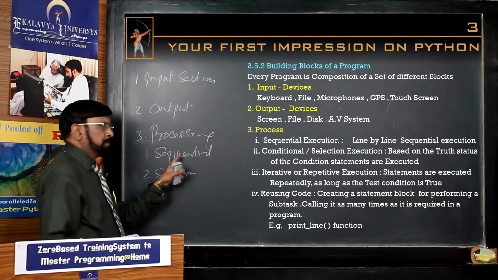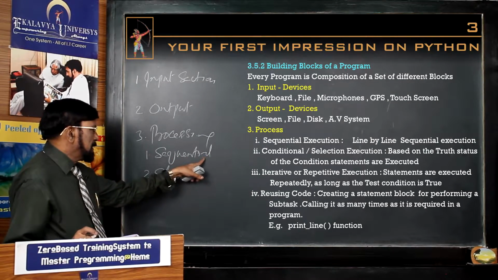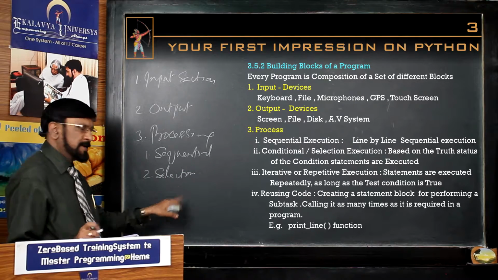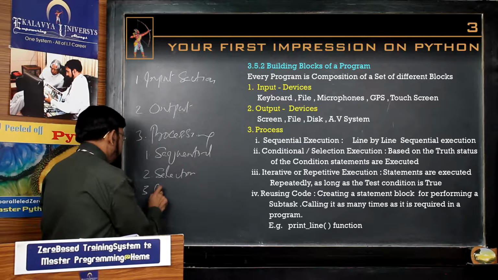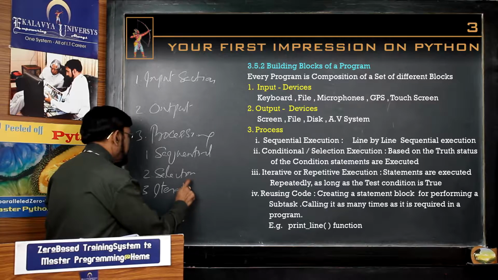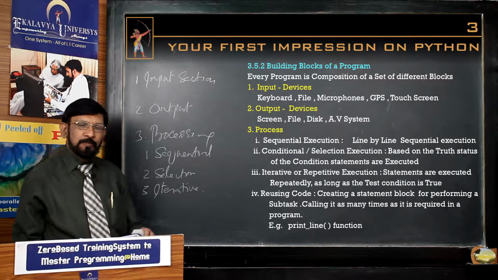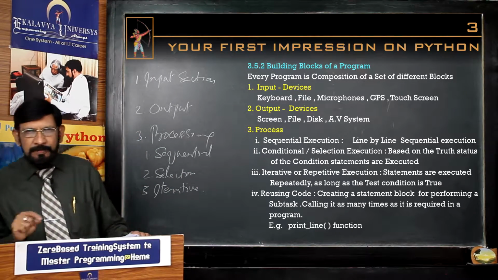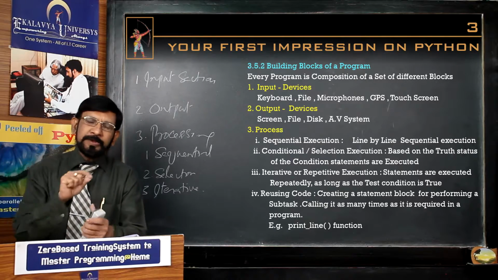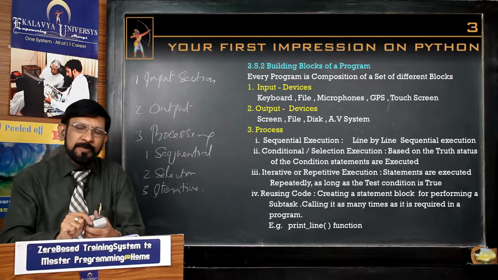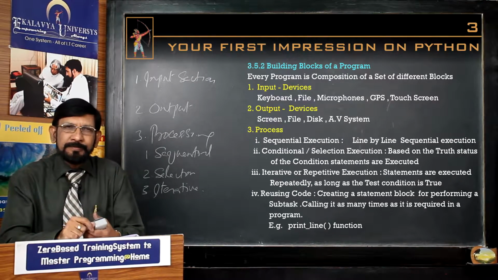Now, first approach, sequential approach. Second one is selection approach. Third one is iterative approach. Iterative approach means same action you repeat number of times with or without change.